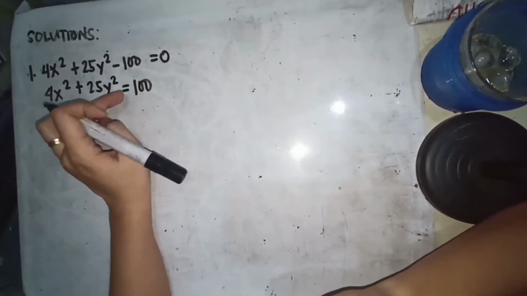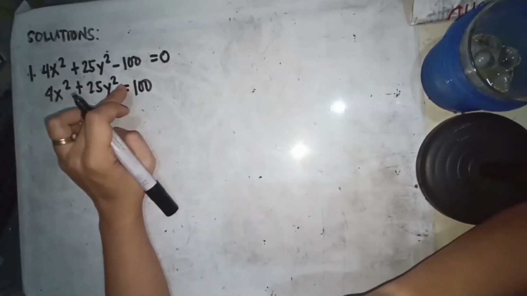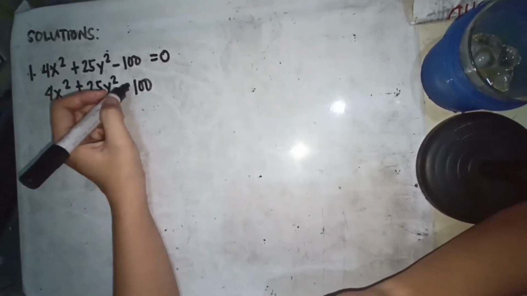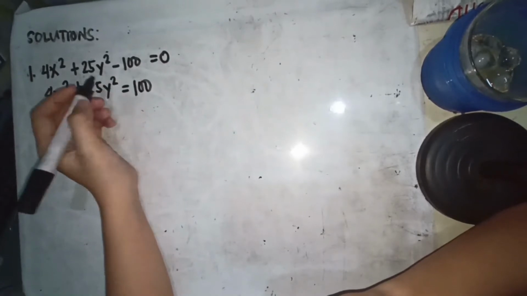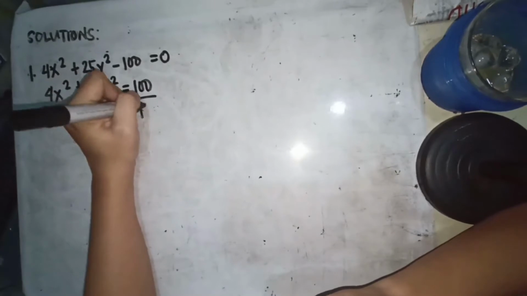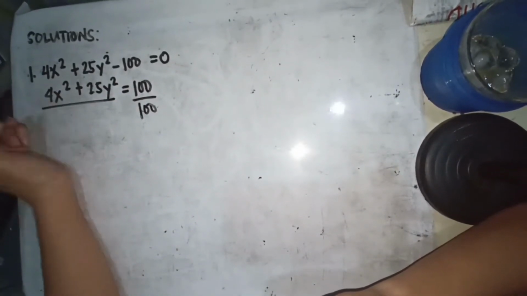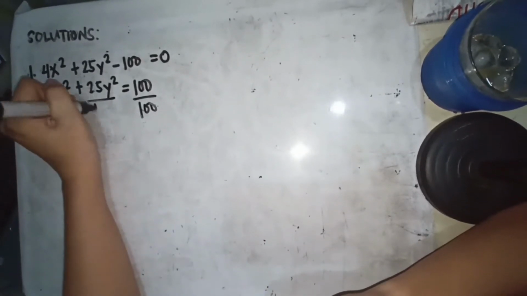The next step is to divide whatever the value of the constant on the right side, we divide it on both sides of the equation. Because remember that in the standard equation, only 1 should be there, the constant 1. So, we have to divide both sides by 100. We can also multiply by 1 over 100, but in this case, we just divide all terms by 100.